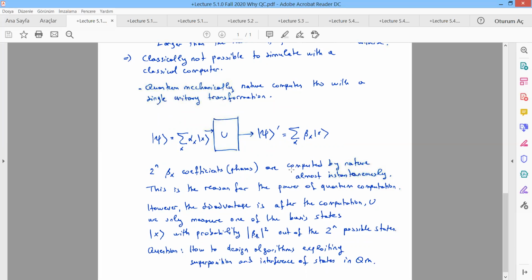So the question is how we can design algorithms that would exploit these unusual properties of quantum systems. In other words, superposition, interference, and entanglement. All of the quantum computational algorithms, in order to obtain certain advantage or speed up with respect to the best known classical algorithms, exploit these properties of superposition, interference, and entanglement. That's not available to classical computation.